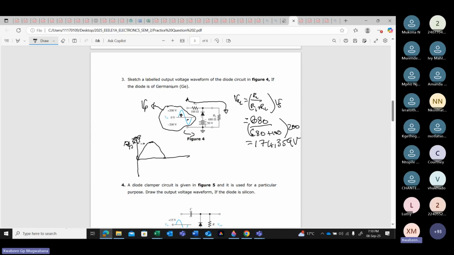It is germanium. If it is germanium, it simply means that when this diode switches on during the negative cycle, it is going to be minus 0,3 volts. Are we together?